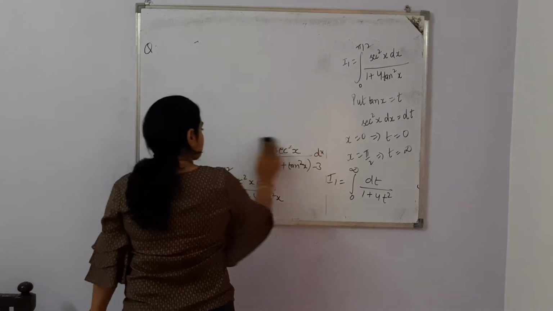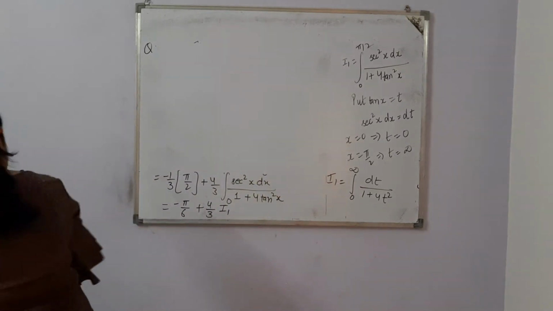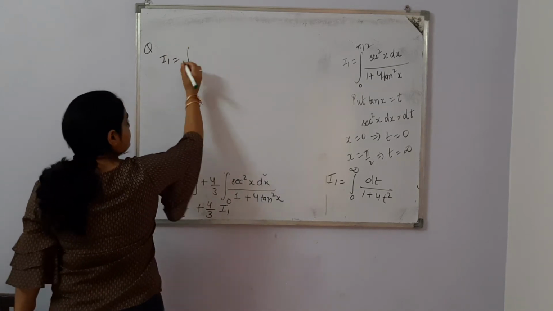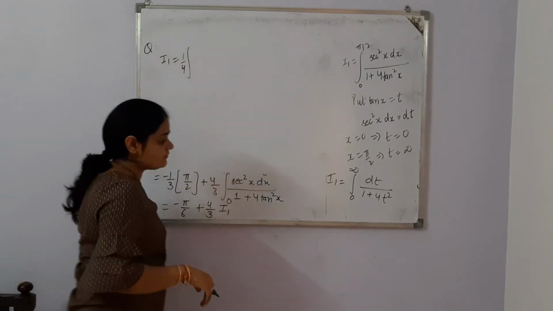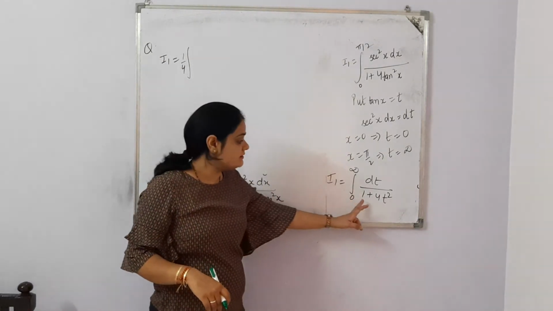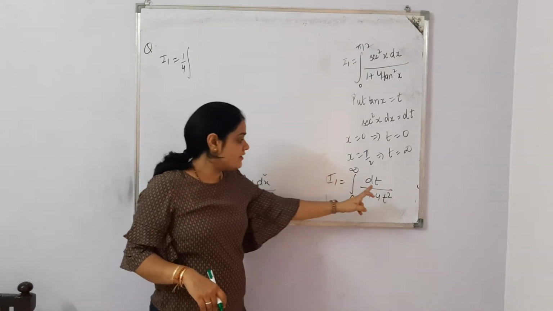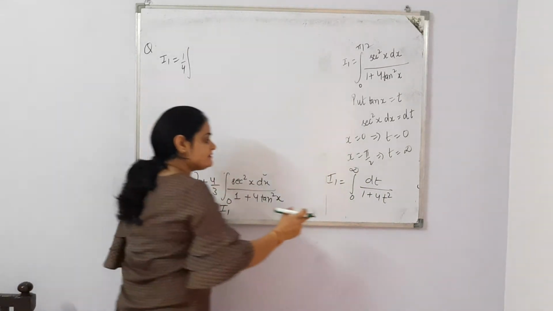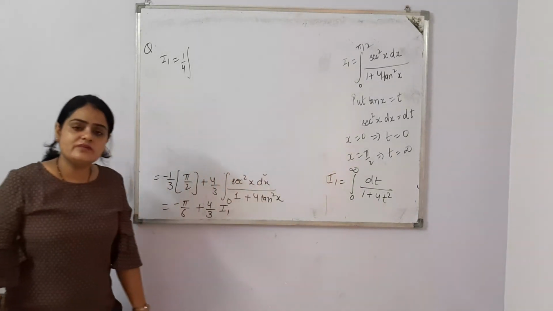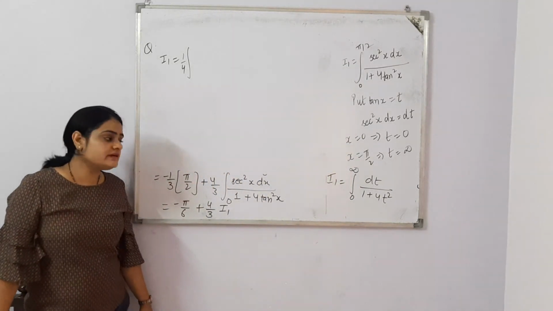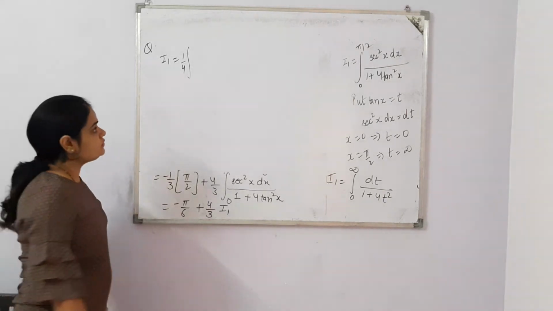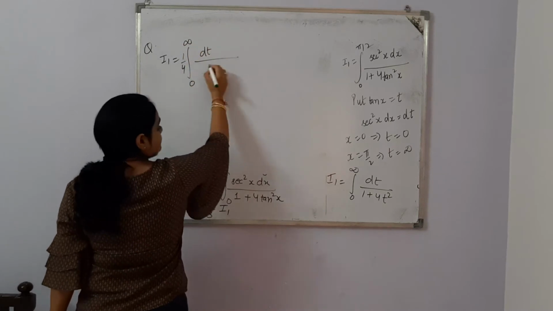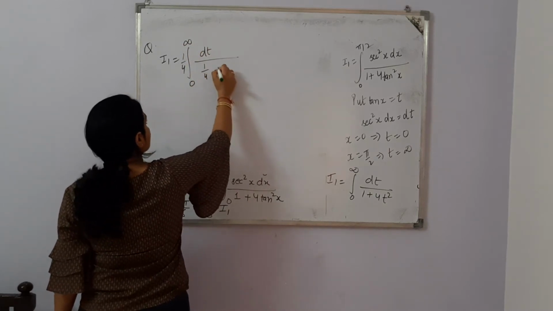Now I1 is equal to, here can I take 1 by 4 as common? Because if we want to apply the formula of 1 upon a square plus x square, we need x square's coefficient to be 1. Here instead of x we have variable t, so we need 1 upon a square plus t square, but here t square's coefficient is 4. We need to take it out, so I am taking out 1 by 4, leaving 1 by 4 plus t square.